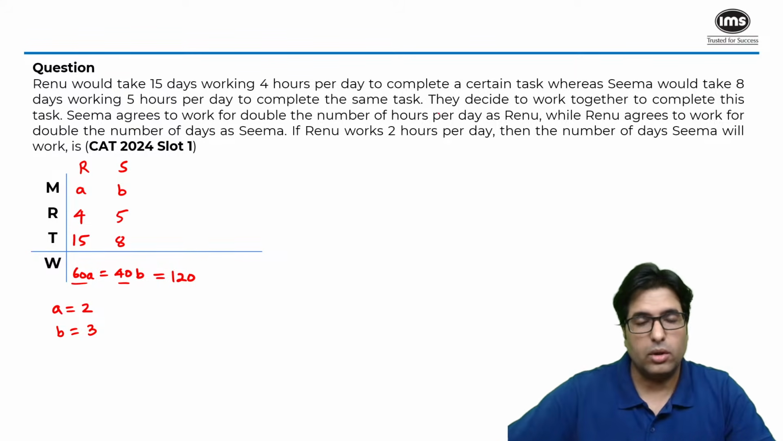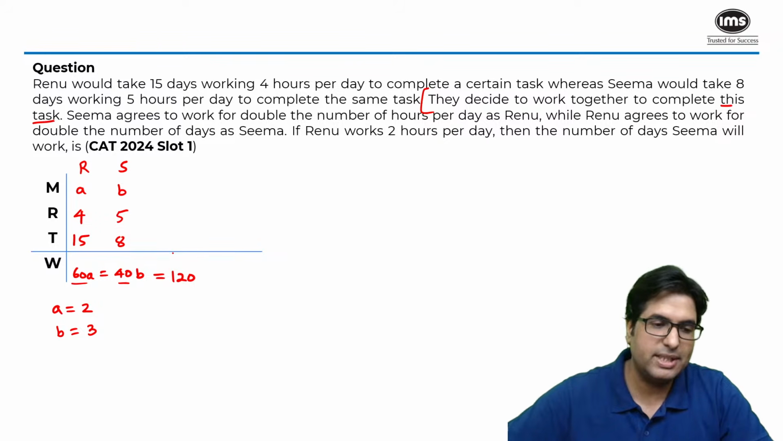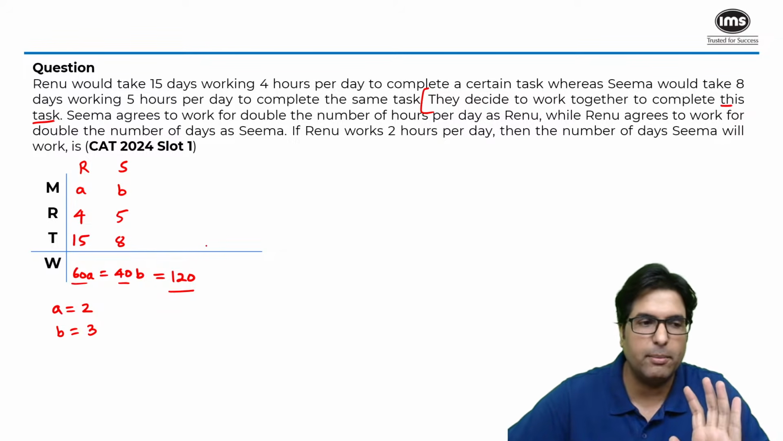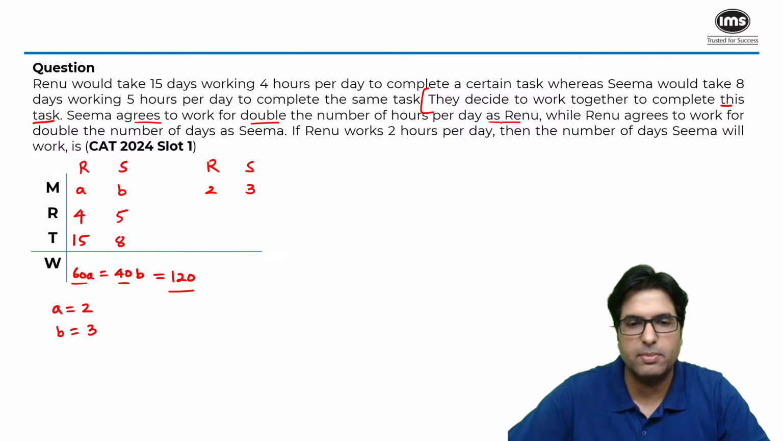Now, they decide to work together to complete this task, which means this task of 120 is being taken up by these two people. So we have R and S working together to complete this piece of task. A is 2, B is 3. So these are their individual rates. And now they are saying Seema agrees to work for double the number of hours per day as Renu. Okay. Double the number of hours per day as Renu.